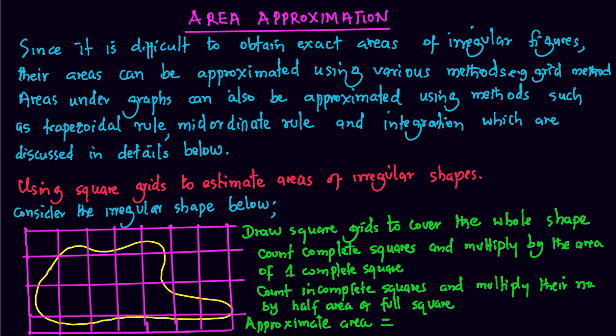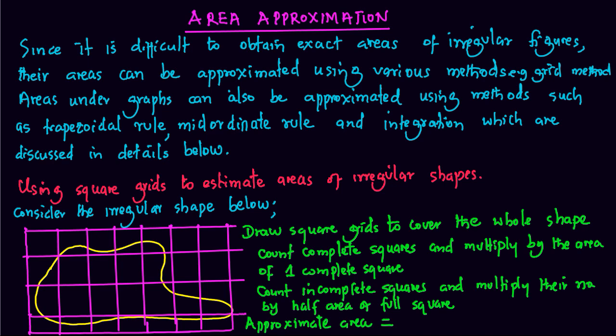For example, area of a rectangle is equal to length times width. Area of a triangle is equal to a half base times height, or a half AB sine theta, or you can use Hero's formula. Area of a circle is equal to pi r squared. So when the shapes are regular, we can use the formula to calculate their areas.